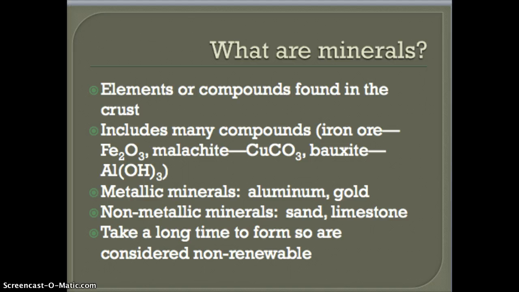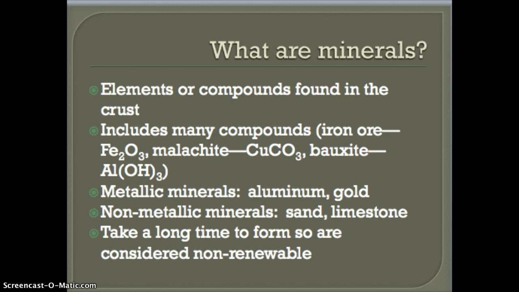So what exactly are minerals? Minerals are essentially elements and compounds that are found in the crust of the earth. A lot of these you might be familiar with, things like iron ore, which is Fe2O3. Other ones that you might not have known about, things like malachite and bauxite. Malachite we get copper ore from, bauxite is an aluminum ore.